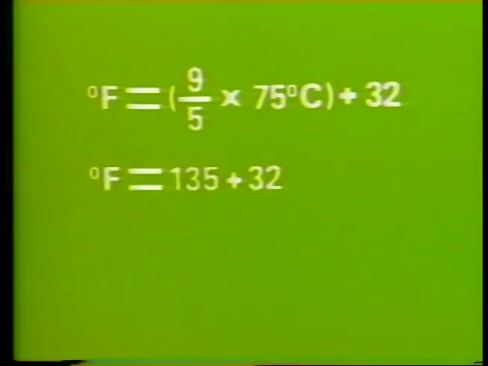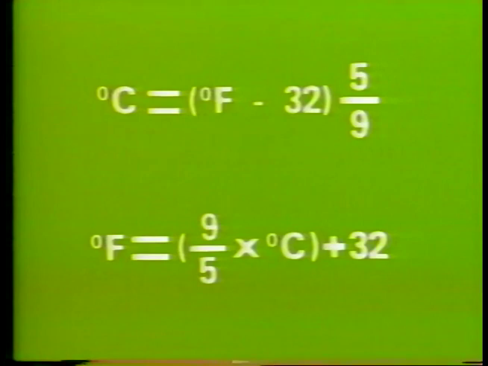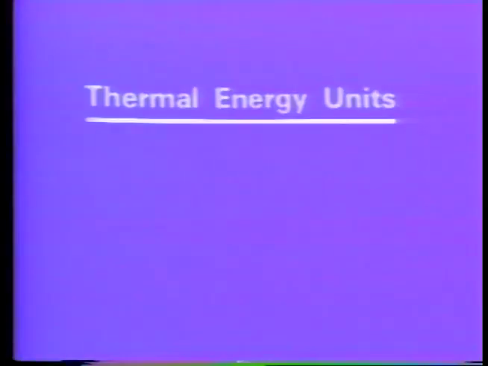75 times 9/5 is equal to 135. Adding 32 to 135, we see that the answer is 167 degrees Fahrenheit. Using these two formulas, you can easily convert from one scale to the other. However, keep in mind that 1 degree on one scale is not equal to 1 degree on the other scale.